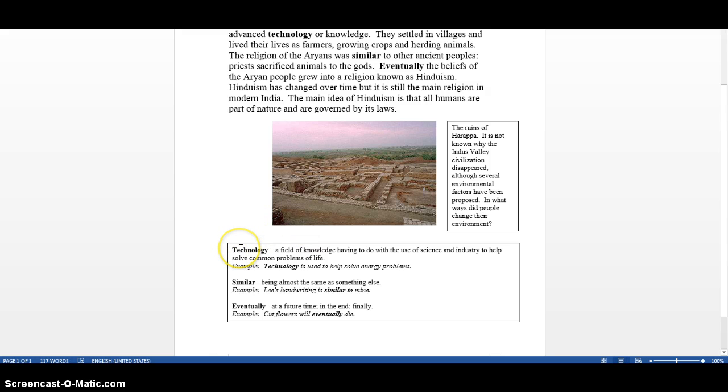Here are your AWL words. Technology, a field of knowledge having to do with the use of science and industry to help solve common problems in life. It's a field of knowledge. For example, technology is used to help solve energy problems. Similar, being almost the same as something else. An example, Lee's handwriting is similar to mine. Or the word eventually. At a future time, in the end, or finally is the meaning. For example, cut flowers will eventually die in the future, right? So eventually.